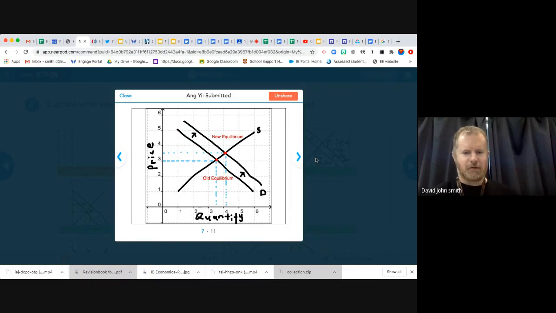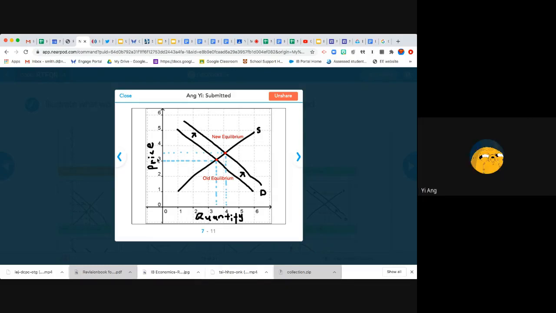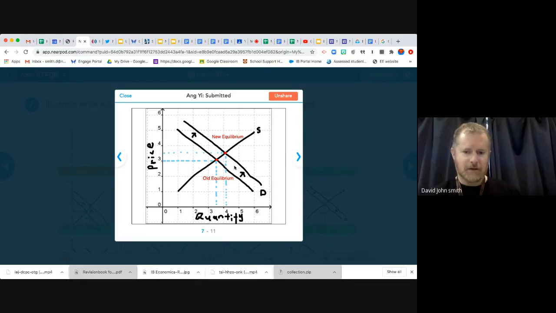What's happened to the price as a result of the increase in demand? What do you see? It goes up. Yeah, it's increased. So when there's an increase in demand in a market, we see an increase in the price. We're also seeing an increase in the quantity as well.